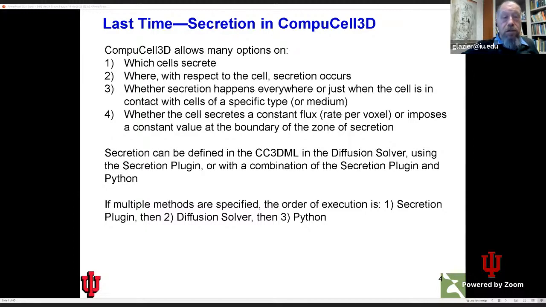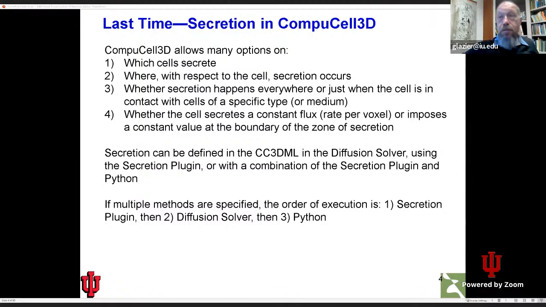And then whether cells secrete constant flux, that is, a constant rate per unit volume, or impose a constant value at the boundary of the zone of secretion. And that constant value is something that is convenient in a number of ways. It's numerically more stable, and for certain kinds of situations like oxygen in tissues, blood vessels more or less maintain a fixed oxygen tension at their surface. And so that's a pretty reasonable approximation for oxygen or glucose supply.